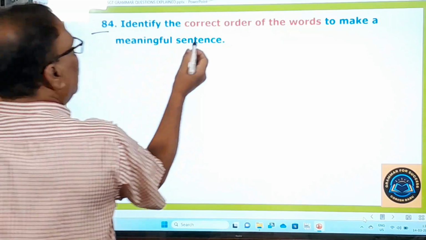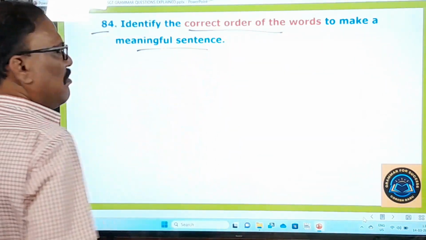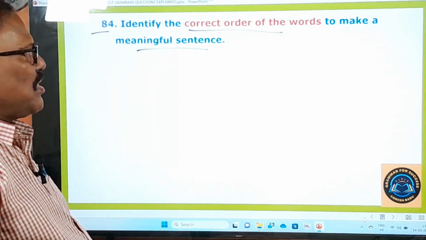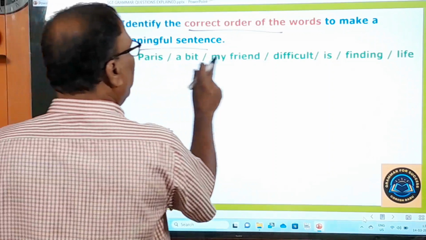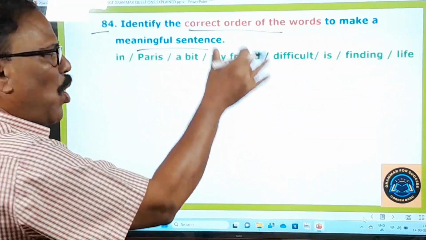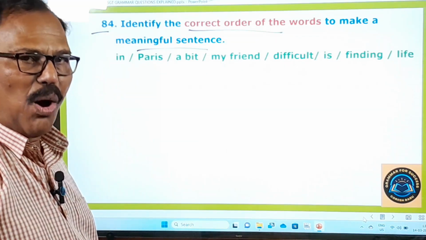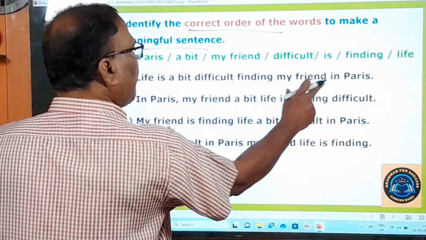84th question. Identify the correct order of the words to make a meaningful sentence. What should be the correct order of the words given in this sentence? Some sentence is given. In Paris a bit, my friend difficult is finding life. Now you have to keep all these words in a meaningful order. What is that meaningful order? Life is a bit difficult finding my friend in Paris.